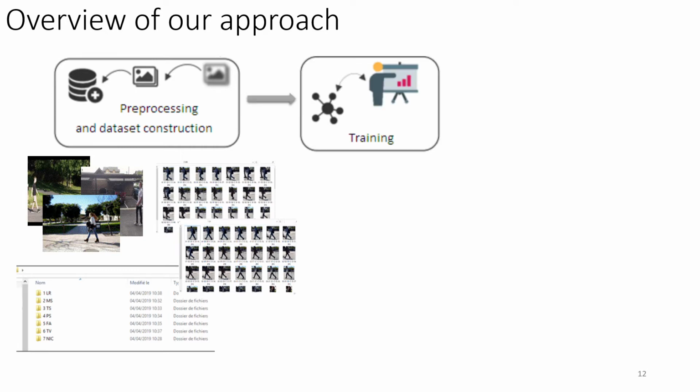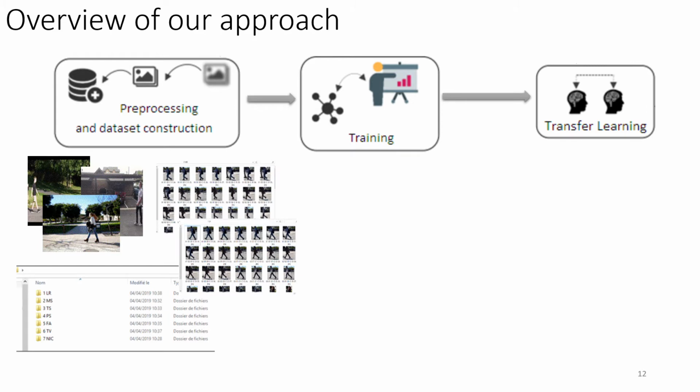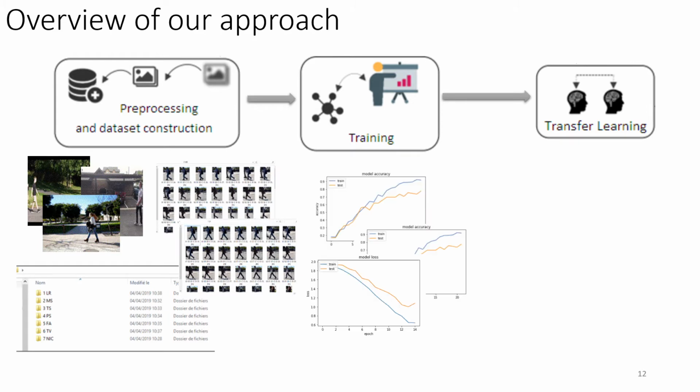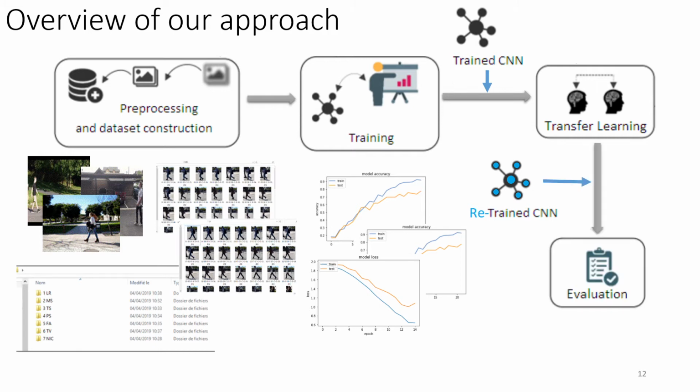The following step is training a classifier based on the constructed dataset. Instead of training our model from scratch, we use a transfer learning technique. During training, the training loss is minimized and the classification accuracy maximized. The trained model used is the VGG16, and the output is a trained model with weights updated during training. Using the trained model, the last step is to validate the trained model on frames not seen during training.